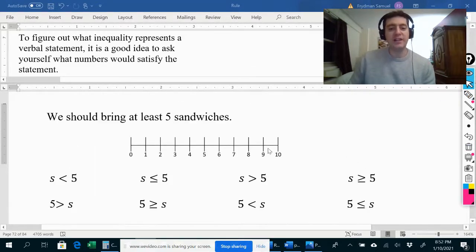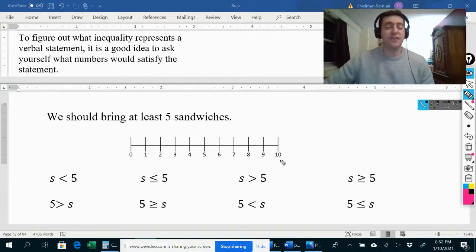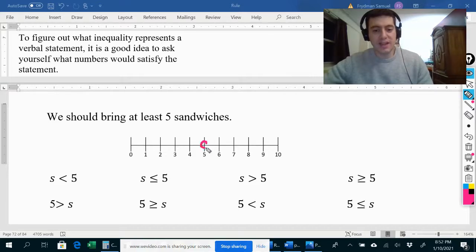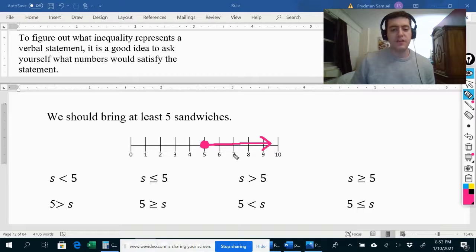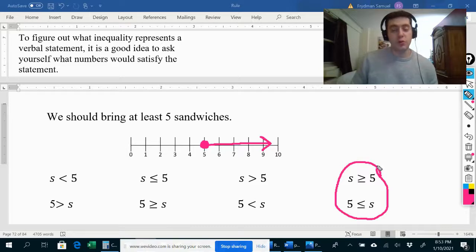We should bring at least 5 sandwiches. If somebody says that we should bring at least 5 sandwiches, would it be all right to bring exactly 5 sandwiches? Yeah, that would be okay. So we can fill that circle in. Is it okay to bring more than 5 sandwiches? Yeah, that's okay. At least 5 means 5 or 6 or 7 or 8 and so on. But if you brought 4, or 3, or 2 sandwiches, would that be okay? No, that's no good. So at least 5 sandwiches means greater than or equal to 5.